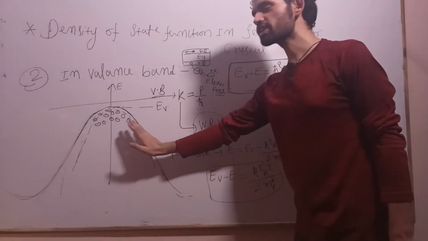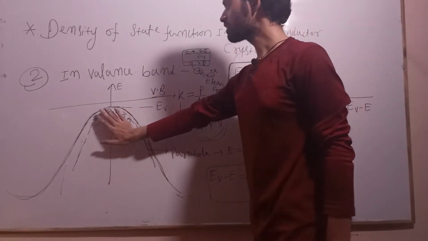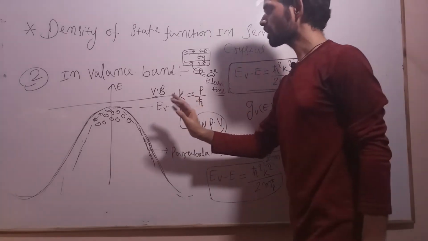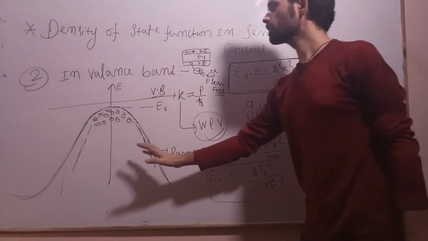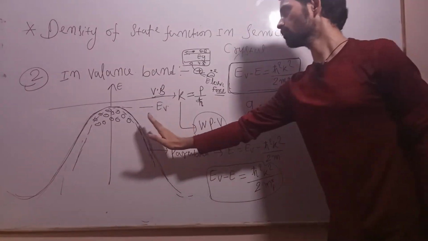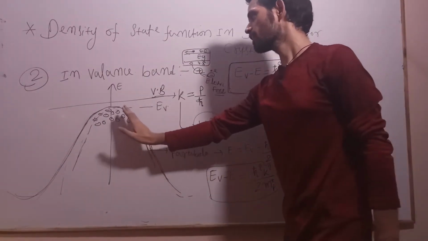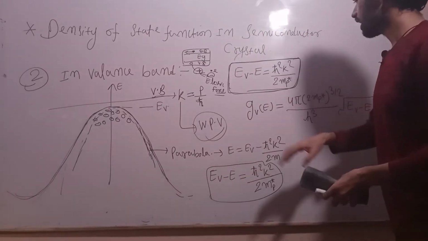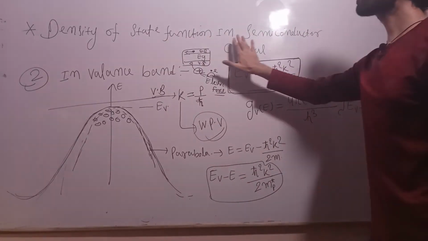We are not considering the effective mass of electron here in valence band, because our main target is to calculate the concentration of hole. For that we need only the effective mass of hole inside valence band. For that everything is the same for the density of state function.